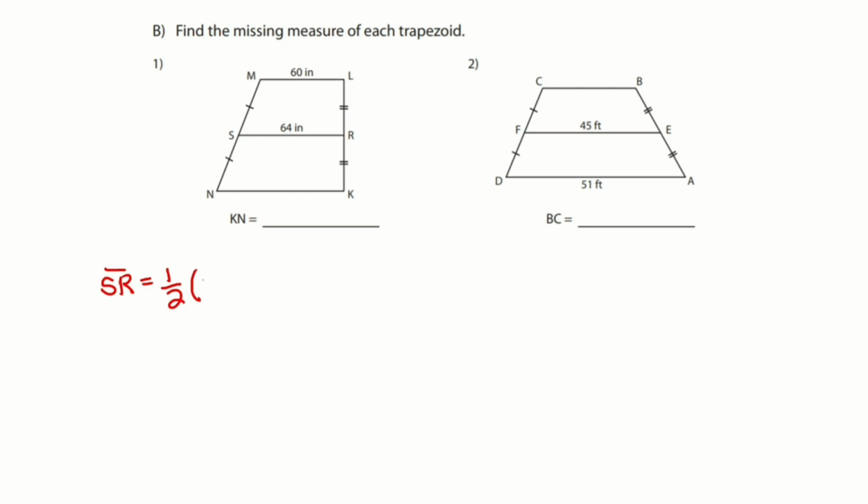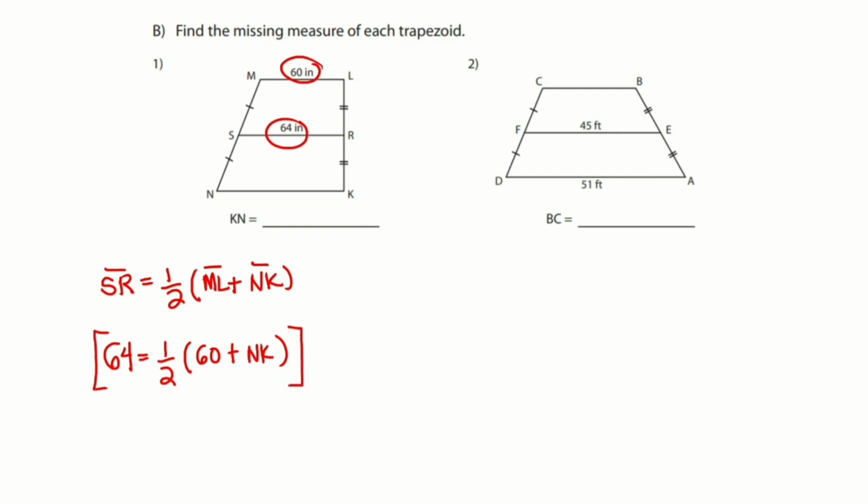We have upper base, which is ML, plus lower base, which is NK. Now, since we're looking for the measure of segment KN or NK, we will plug in these values. So we have SR, which measures 64, is equal to 1/2 times ML, which is 60, plus NK. Okay, so this is the one that we're looking for, the measure of segment NK.